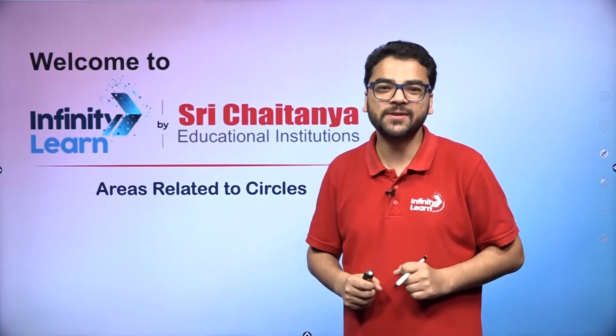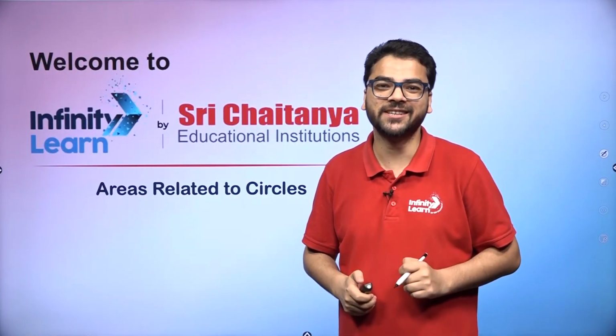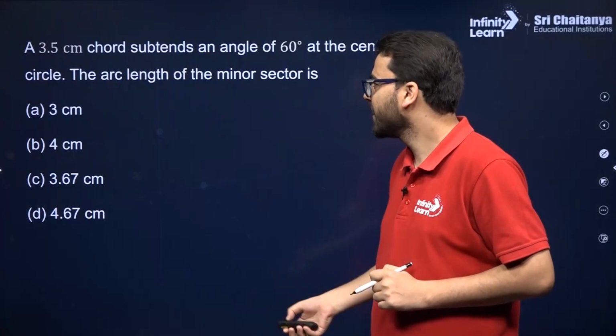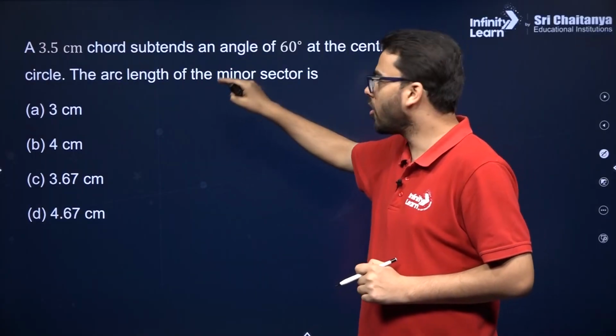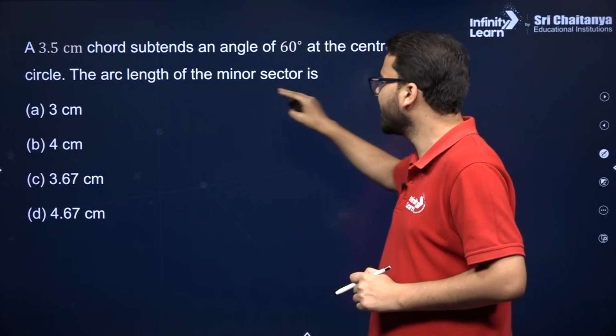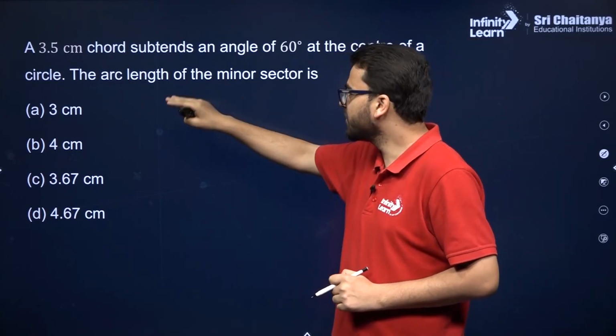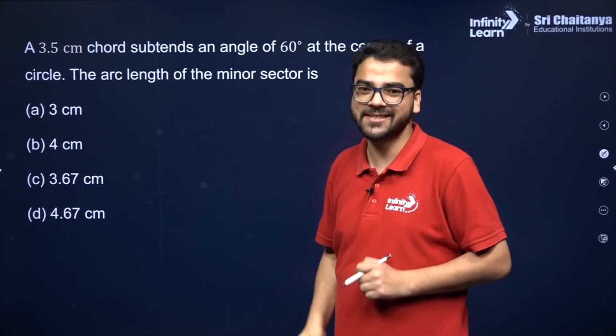Let's do some MCQs in the chapter areas related to circles. So let's start with it. A 3.5 meter chord subtends an angle of 60 degree at the center of the circle. You have to find the arc length of the minor sector.